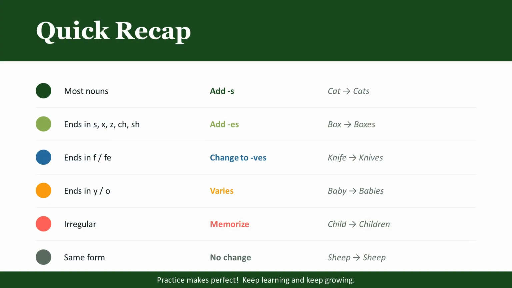Let us quickly recap what we learned today. First, most nouns simply add s to become plural, like cat becomes cats. Second, nouns ending in s, x, z, ch, or sh add es, like box becomes boxes. Third, nouns ending in f or fe change to ves, like knife becomes knives. Fourth, nouns ending in y or o can vary, like baby becomes babies. Fifth, some nouns are irregular and must be memorized, like child becomes children. And sixth, some nouns stay the same in both singular and plural forms, like sheep stays sheep.